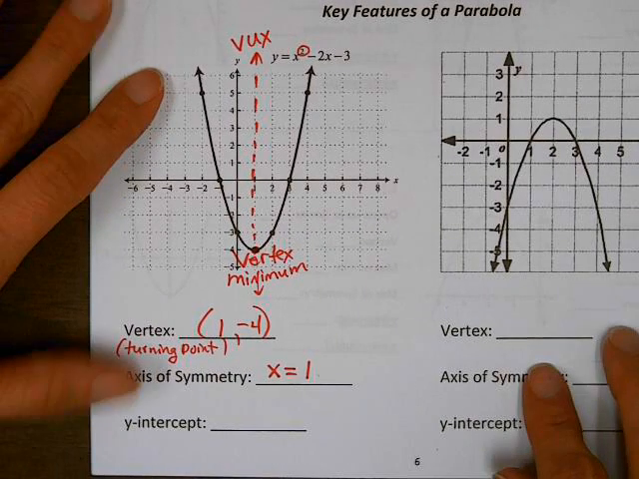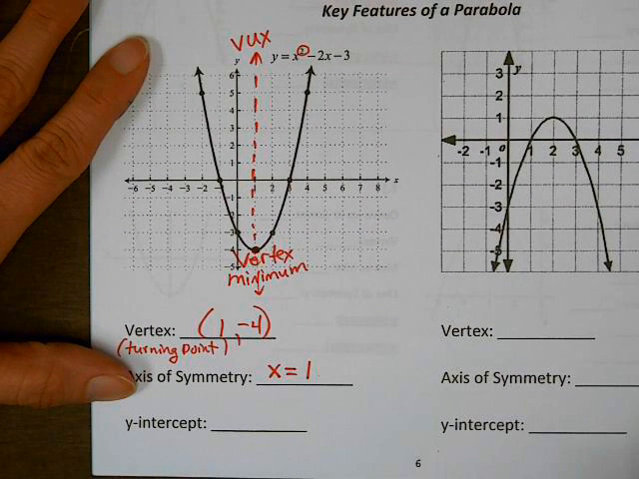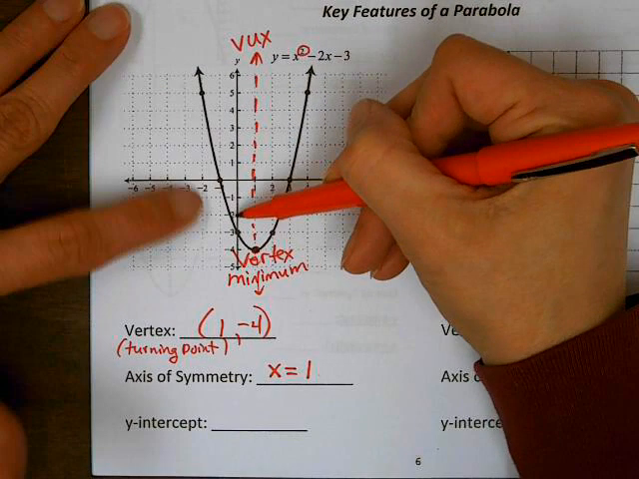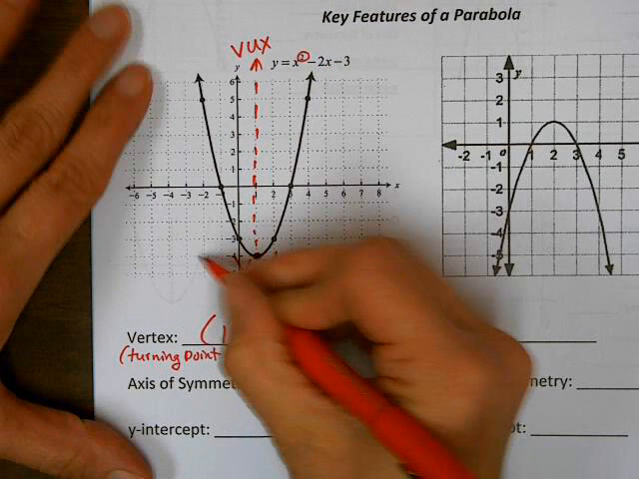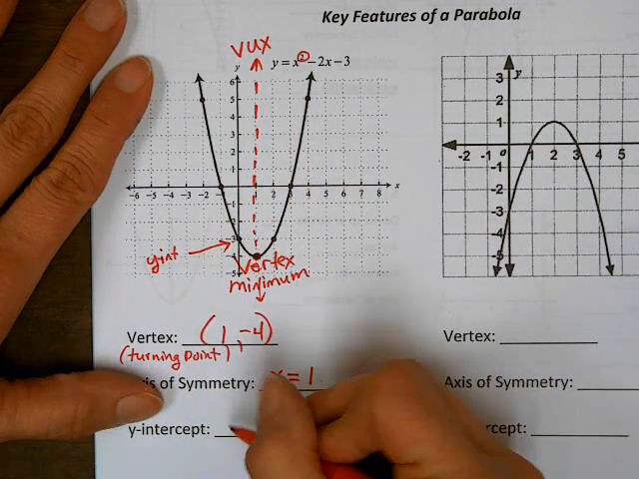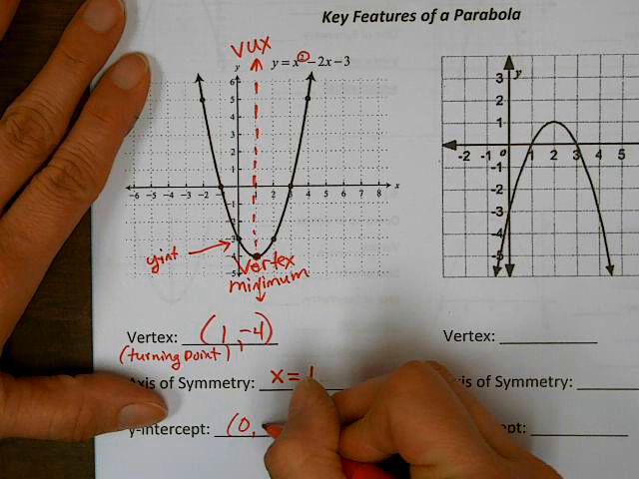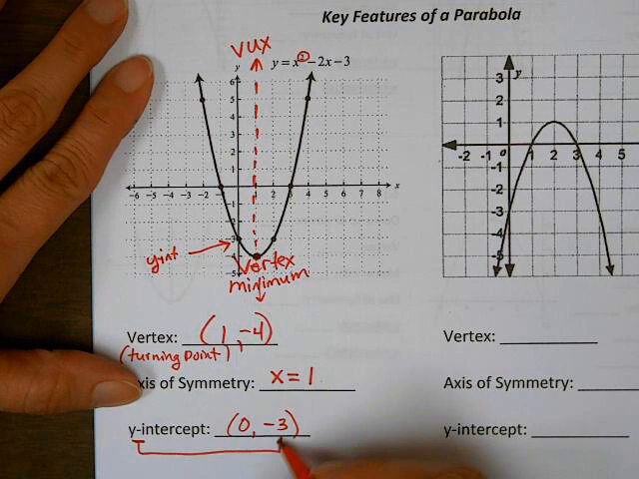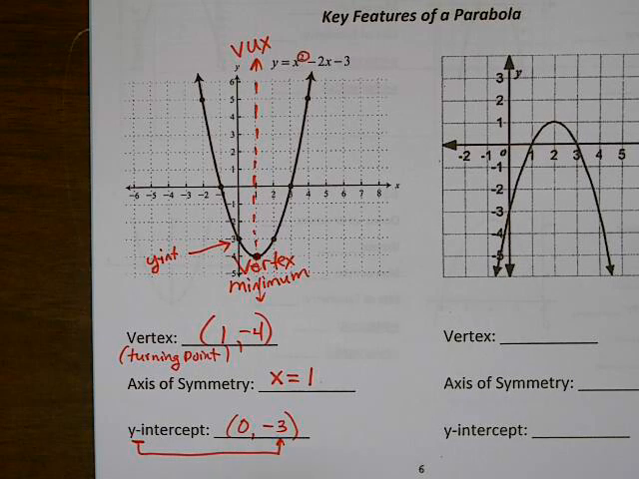The y-intercept is where it touches the y-axis. So I have to look at the y-axis. The parabola touches the y-axis right here. That is the y-intercept. That's the point 0, -3. Does the number always go in the y place? Of course. All right, let's try it again.